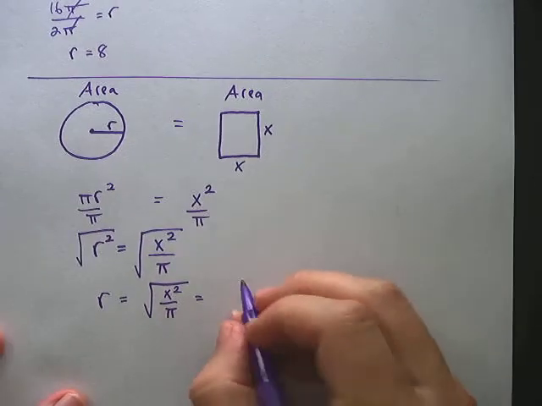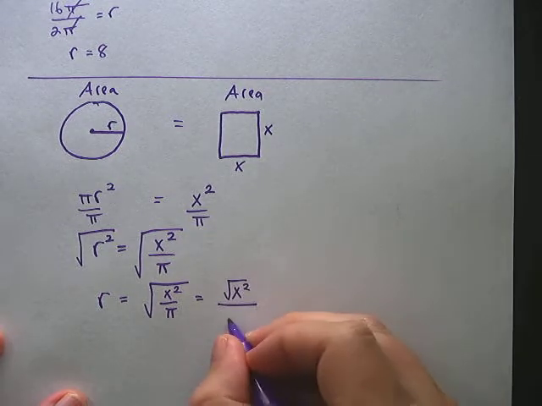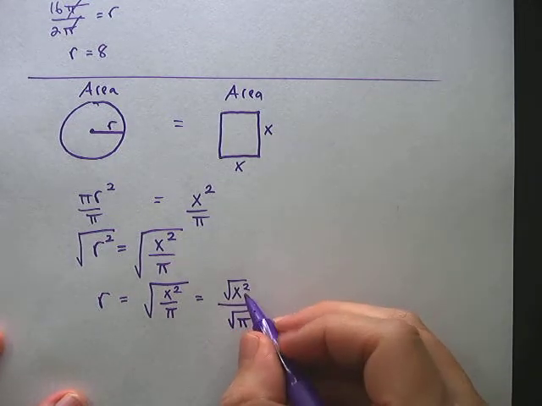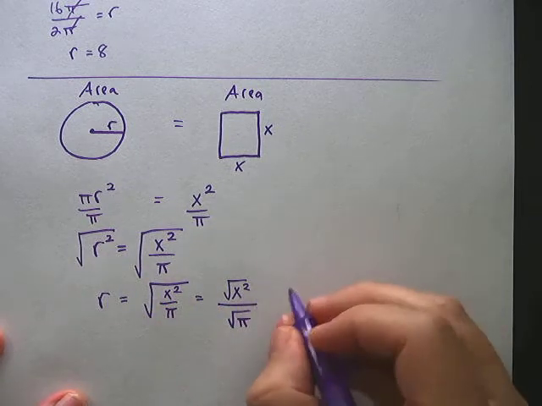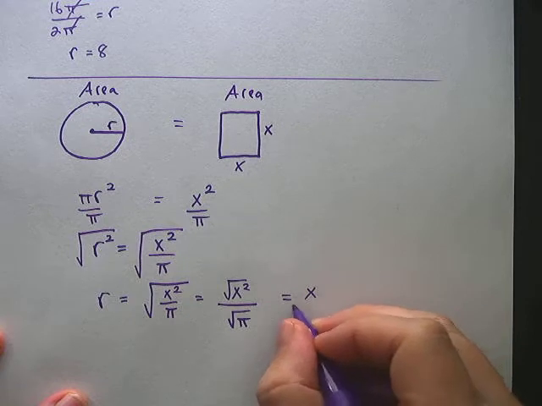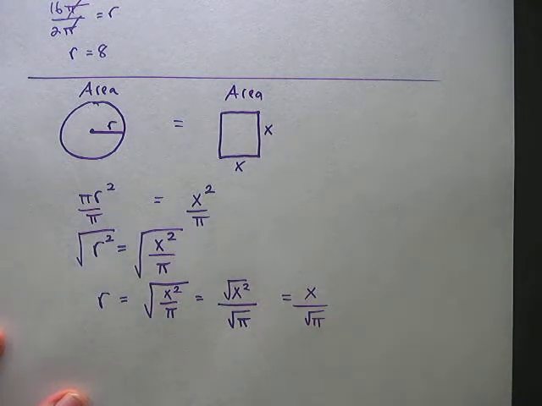Now, you might want to clean that up a little bit. You can take the square root of the top and bottom separately. That would be the square root of x squared divided by the square root of pi. Now, just like happened right here, you get the square root and square together. They cancel out, so there's an x on top, square root of pi on bottom. That's probably going to be an acceptable answer.